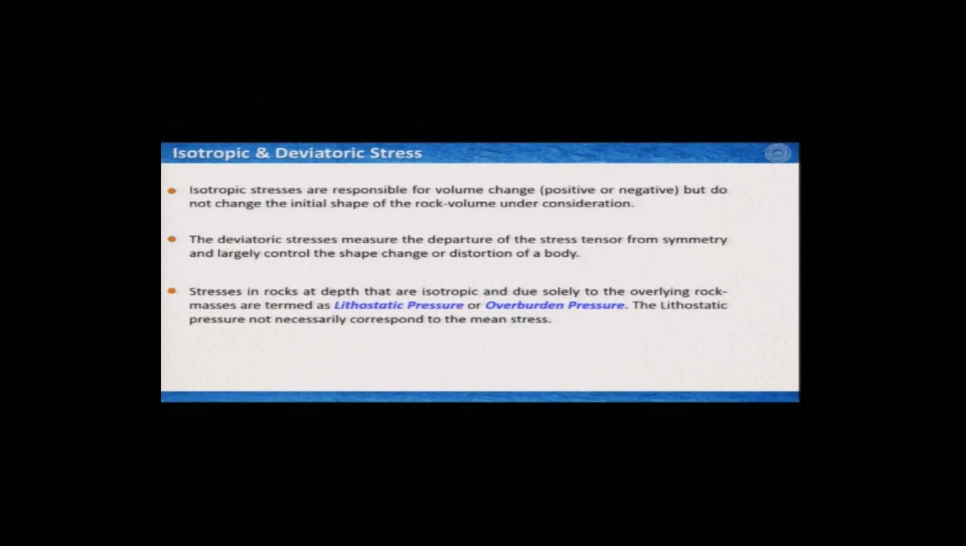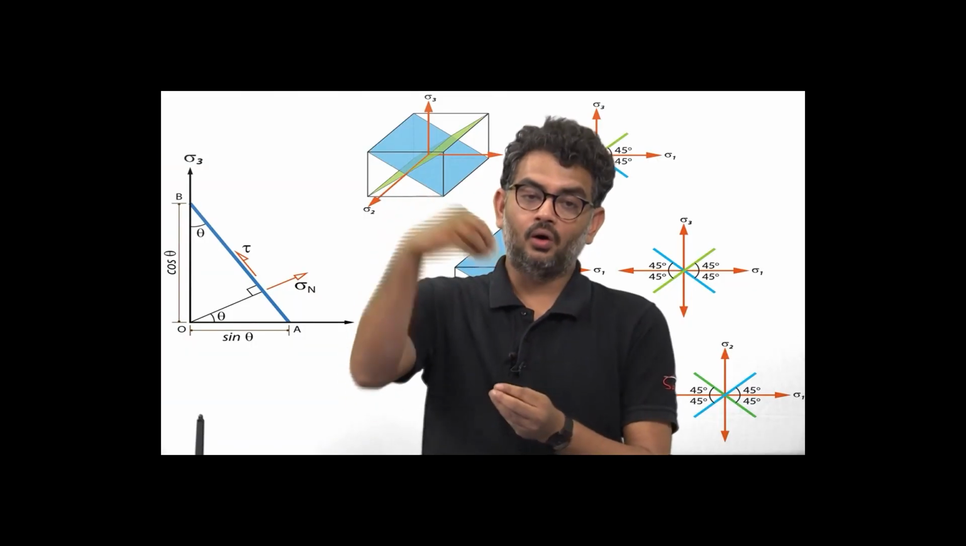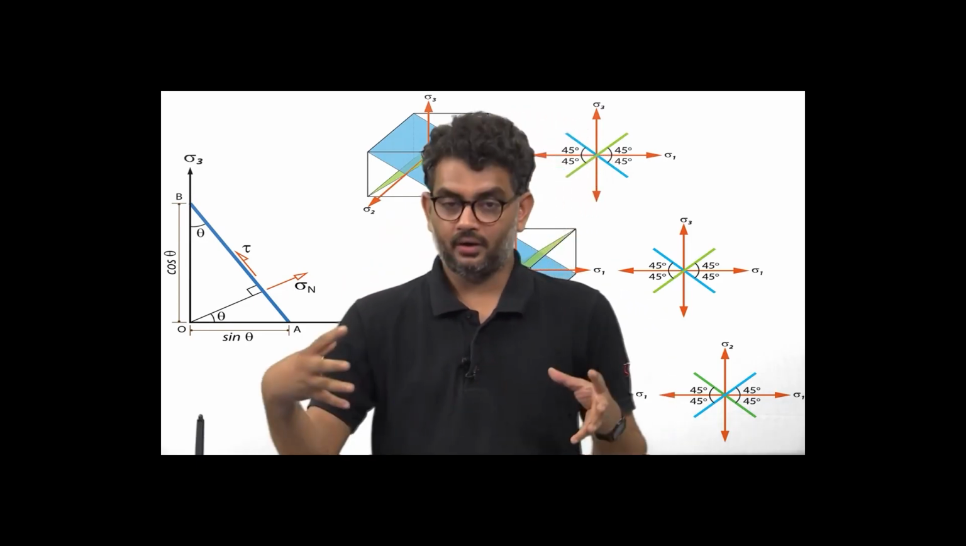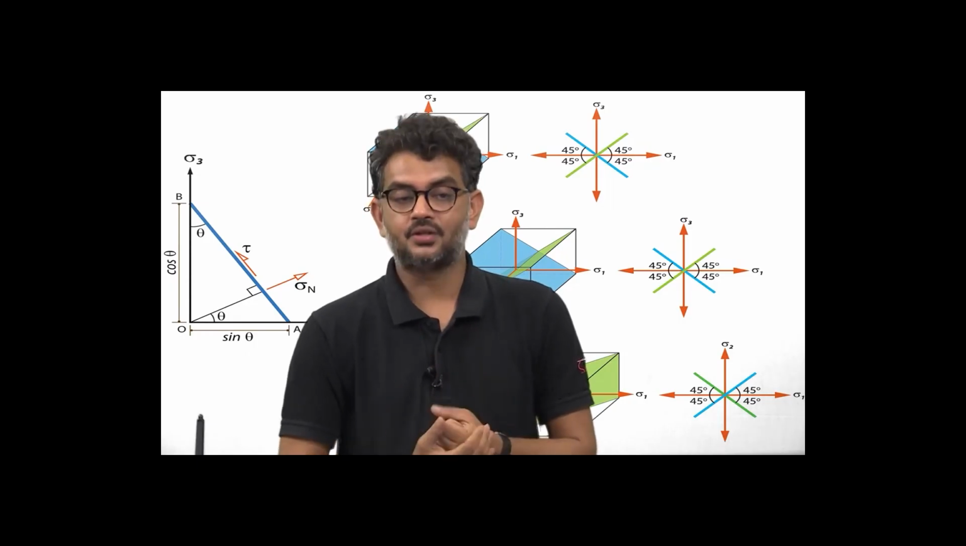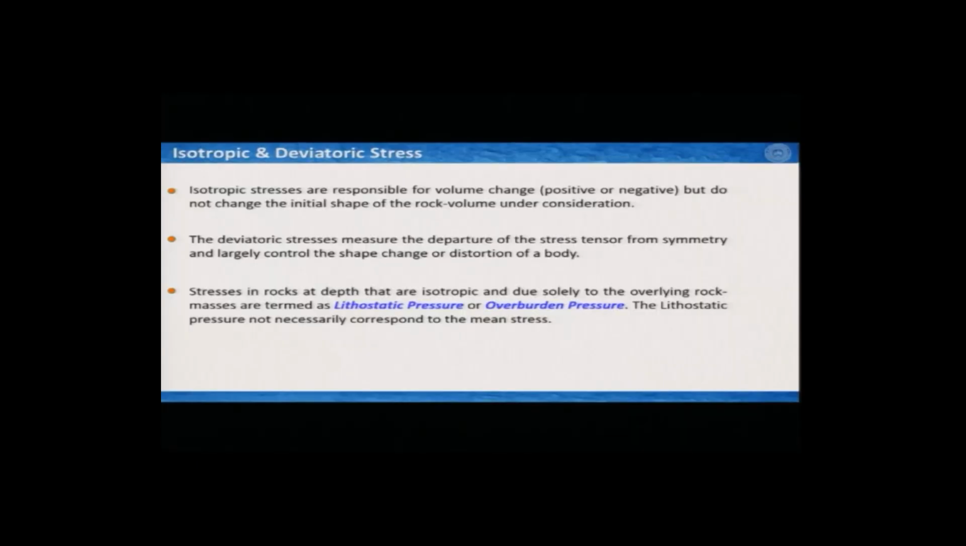So, what are the meanings of isotropic and deviatoric stresses? Now, isotropic stresses, as you can understand, all the magnitudes are equal. Therefore, isotropic stresses are mostly responsible for the volume change. It could be positive or negative depending on the direction it is working, but it does not change the initial shape of the rock volume under consideration.